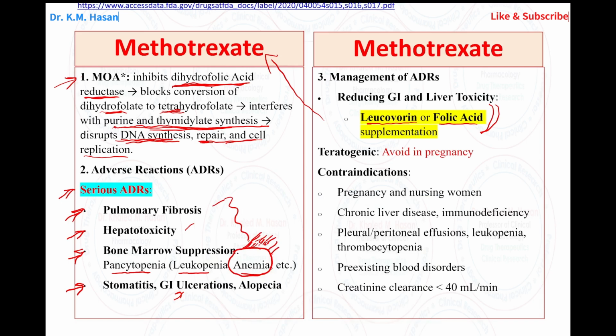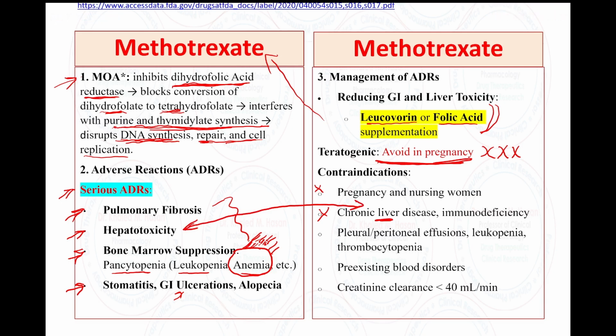Okay, can we use methotrexate during pregnancy? They said no, because methotrexate is considered a teratogenic agent. We don't use it during pregnancy. It's not allowed to use during pregnancy. Anti-cancer drugs, contraindication, okay, we don't use it during pregnancy or lactation. If the patients have chronic liver disease, yes, because this medication causes hepatotoxicity, we don't prefer to use this medication in patients with hepatotoxicity. If the patients have immunodeficiency, we don't recommend to use it.